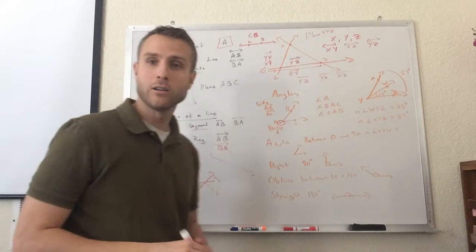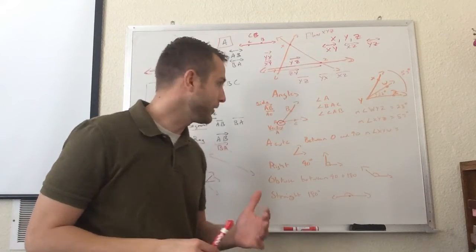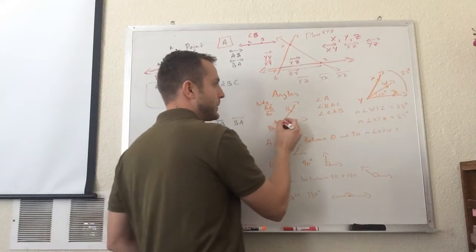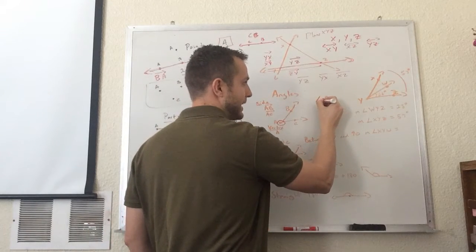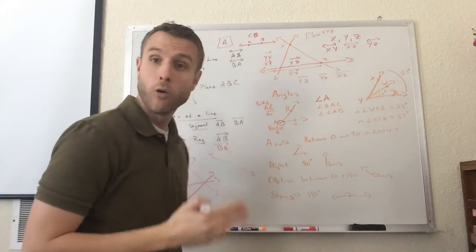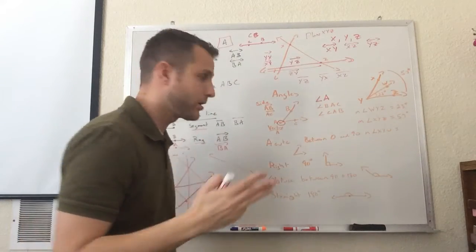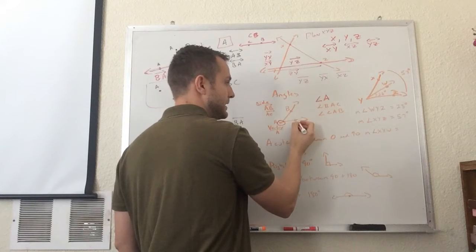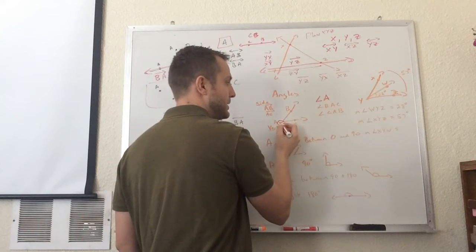I can label angles in three different ways. I can label them just by their vertex. So I use the angle sign and then the name of their vertex, which is A. Or I can use all three letters. So I can use BAC, or I can go the opposite way, CAB.